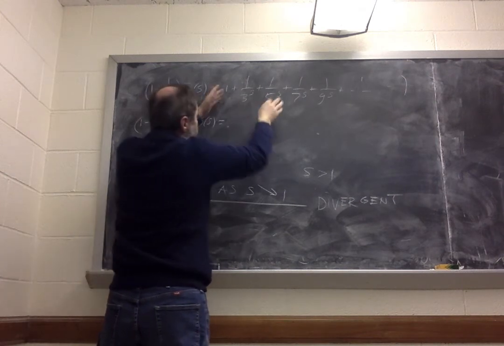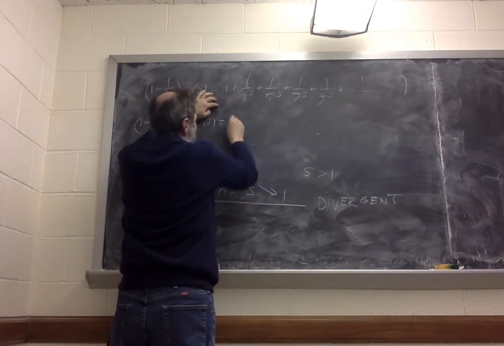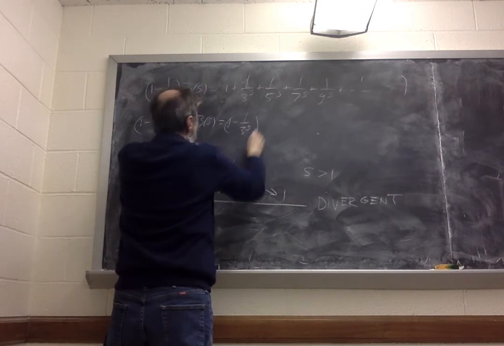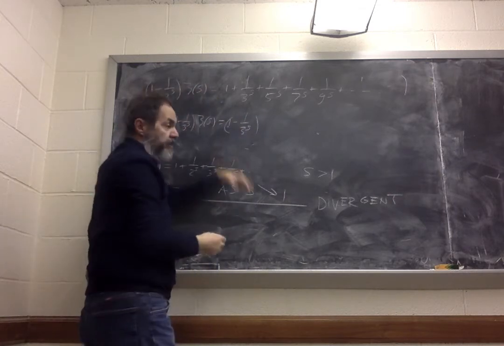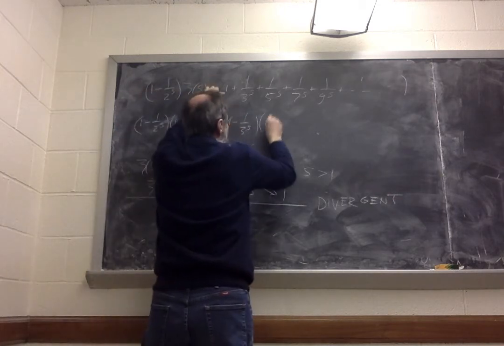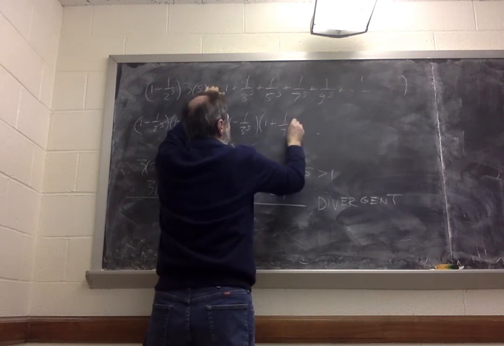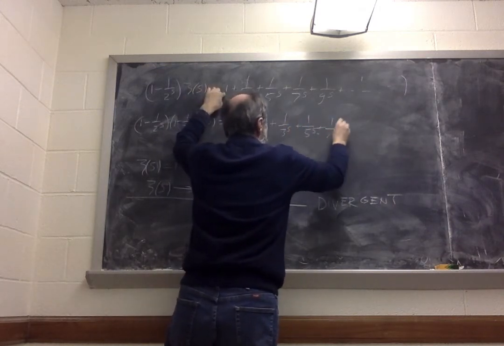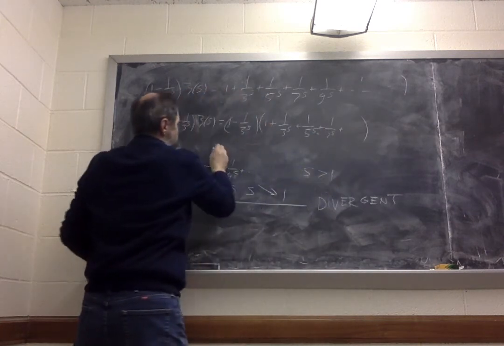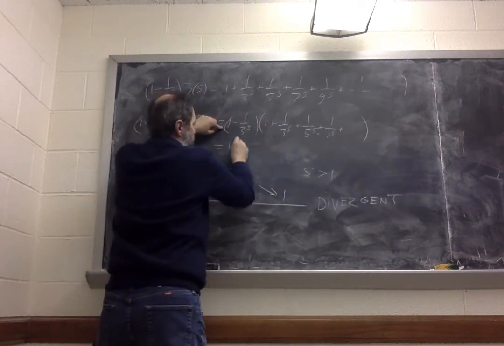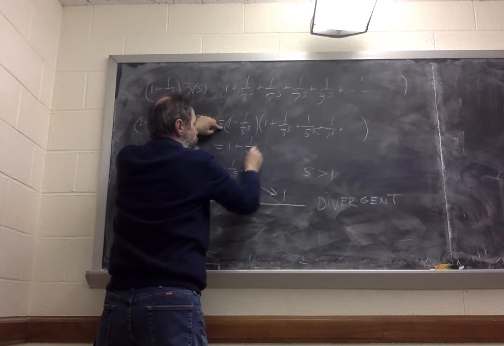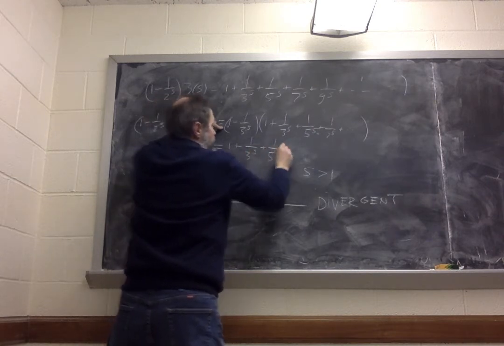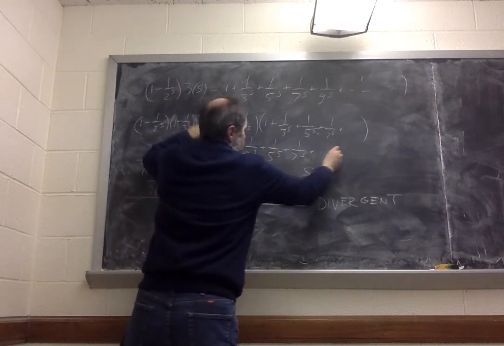okay, let's multiply by 1 minus 1 over 3 to the s times the previous one. That is 1 plus 1 over 3 to the s plus 1 over 5 to the s plus 1 over 7 to the s and so on. So this equals, now, I multiply by 1, I get all odd numbers: 3 to the s, 5 to the s, 7 to the s and so on.